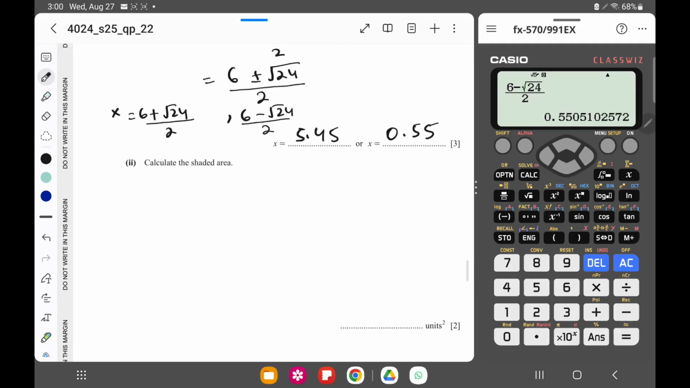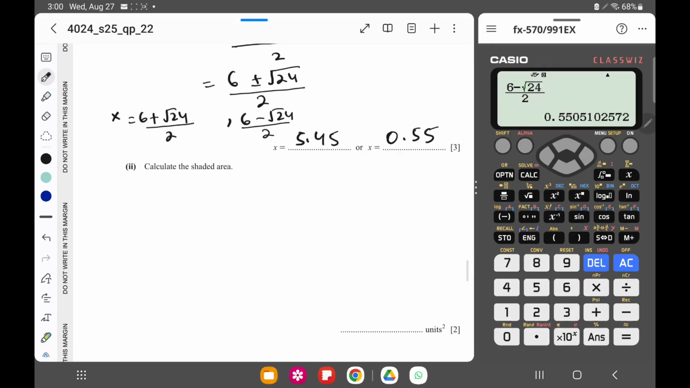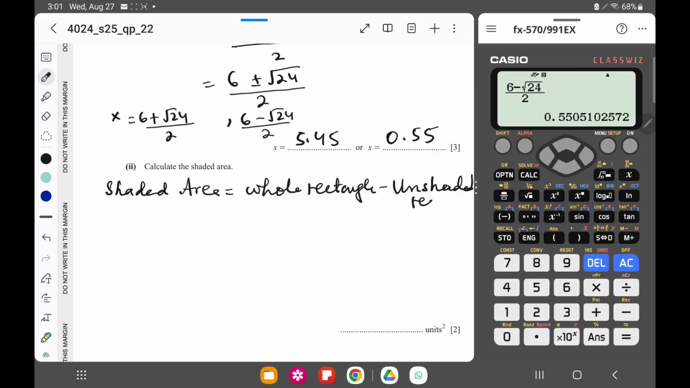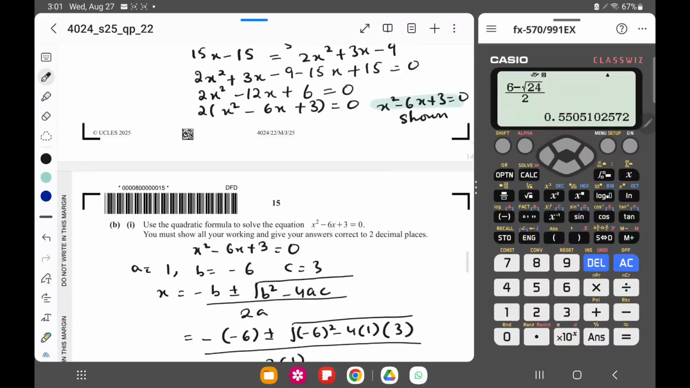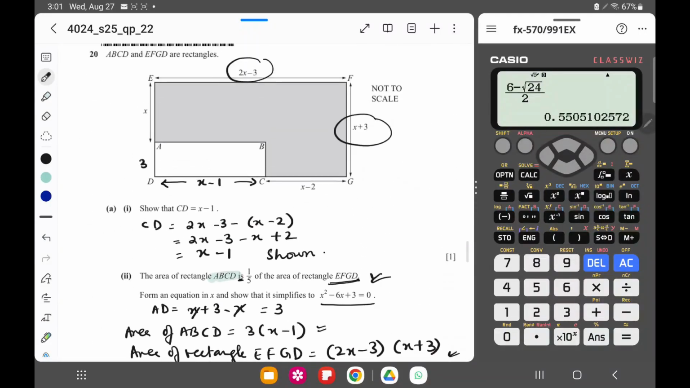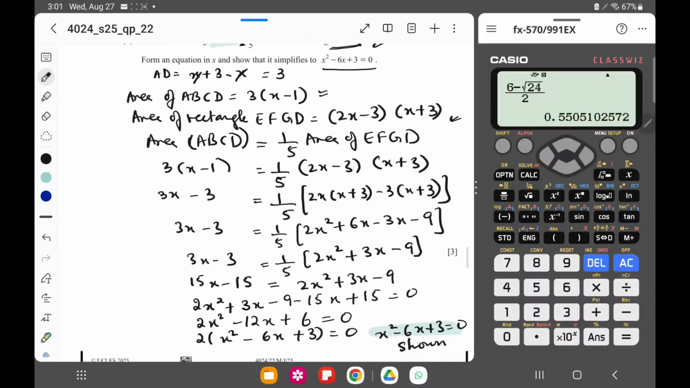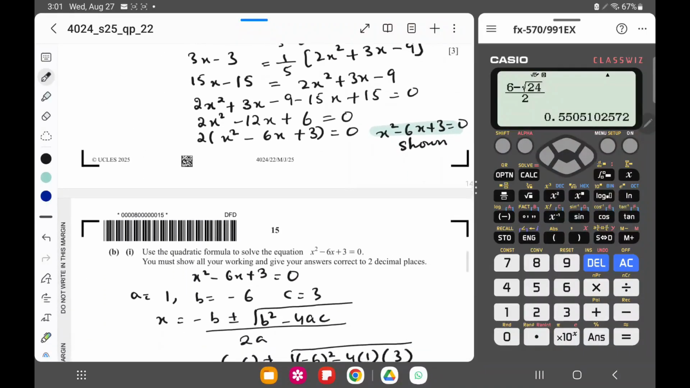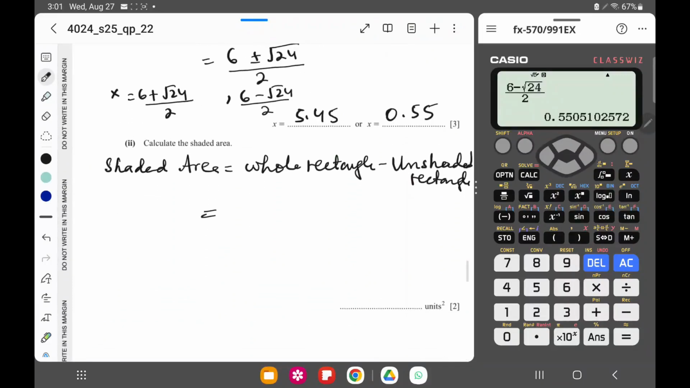Alright, calculate the shaded area. Shaded area means the whole area minus the unshaded. Okay, the shaded area is equal to the whole rectangle minus the unshaded rectangle. So the shaded area is equal to the whole area, which was 2x minus 3 and x plus 3.